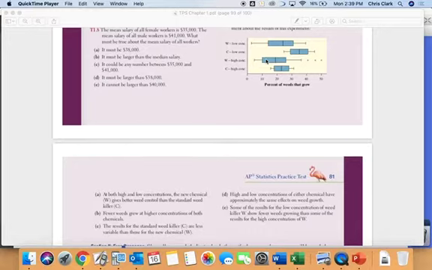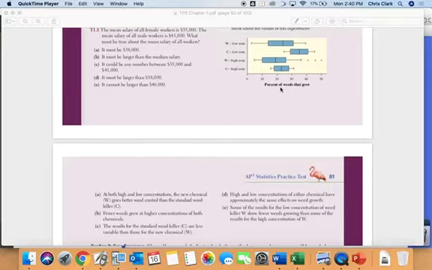B, fewer weeds grow at higher concentrations of both chemicals. So if I was looking at high and high, high versus low in the standard, high versus low in the new, that's a true statement. C, the results for the standard are less variable than those for the new. That's definitely true. There's less spread in the standard than there is in the new.